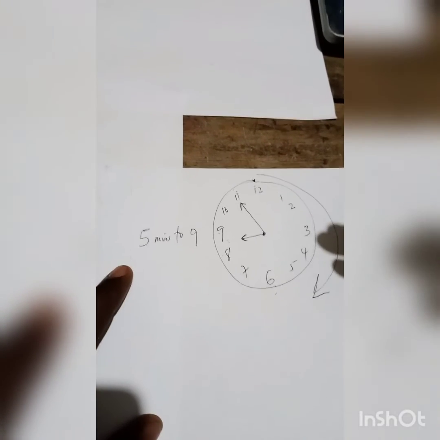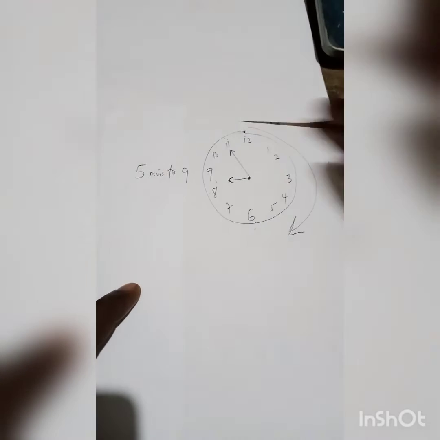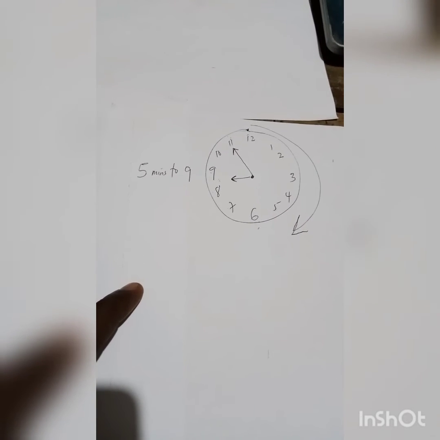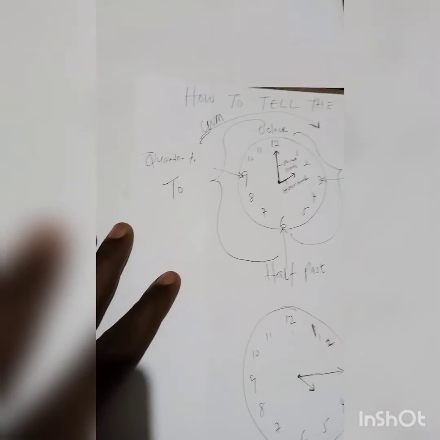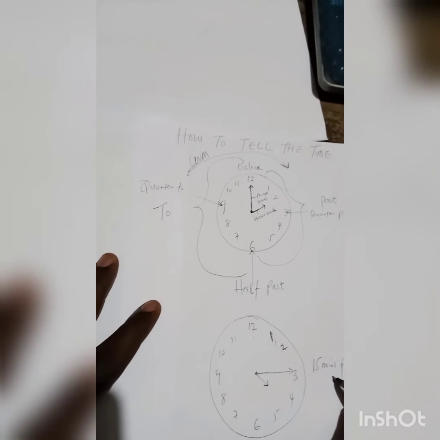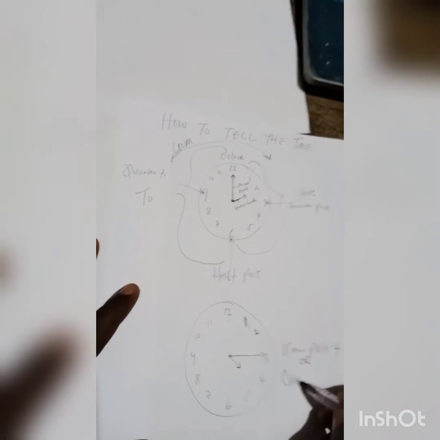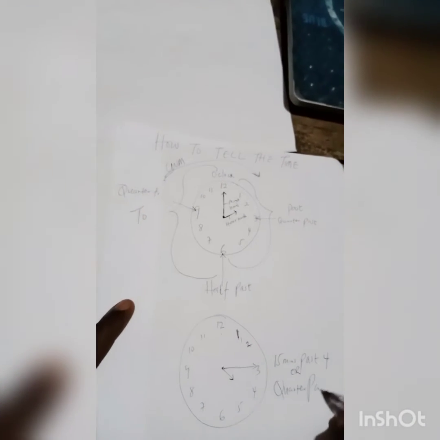When it is the hour time, like 1 o'clock, and when it is past the hour, like the one we considered here, 15 minutes past 4, you can also call this 15 minutes past 4 a quarter past 4.